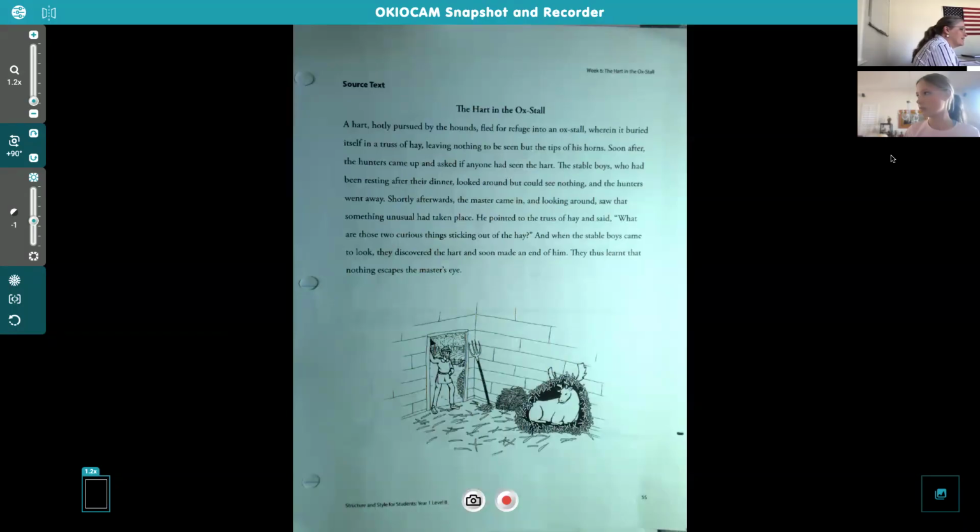He pointed to the truss of hay and said, "What are those two curious things sticking out of the hay?" And when the stable boy came to look, they discovered the heart and soon made an end of him. They thus learned that nothing escapes the master's eye. Wow, okay. So tragedy in the story.